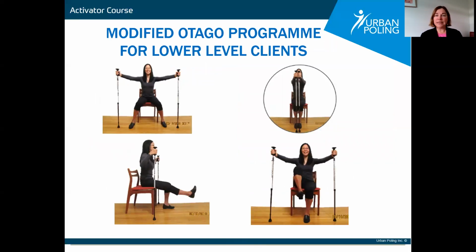So here are a couple of simple exercises. This is a modified Otago program maybe for people who are lower level. You can do upper and lower limb together as the top left hand exercise photo shows, or you can just do lower limb, or you can just do upper limb work. Nice idea, if you can, have chairs that don't have arms. It's easier for people and gives them a bit more space. And then it's safe because you can sit in a chair without arms and you can have the poles to support you.